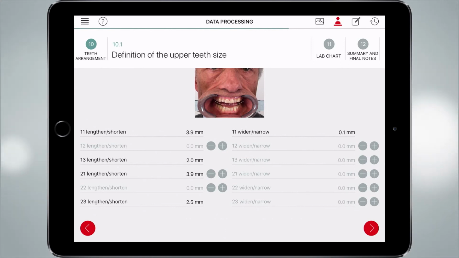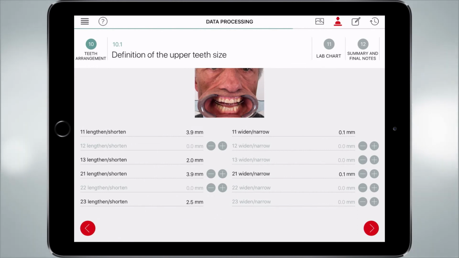Then we go to the other side, talking about the width. We have increased the width of the central incisor, the right one. We do also that of the other central incisor on the left side. So it will be symmetrical specularity between the two centrals.